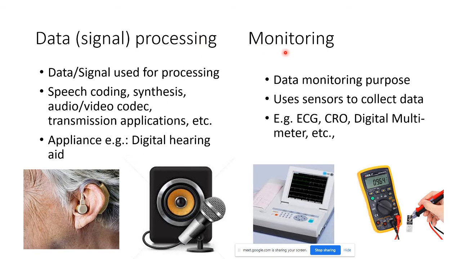The other one is about monitoring. These devices are about monitoring some electrical signals. Examples include your EEG, ECG, CRO, and digital multimeters. Here you use sensors to collect the information. You have your probes, or your sensor attached to the human body, that actually measures electrical signals.